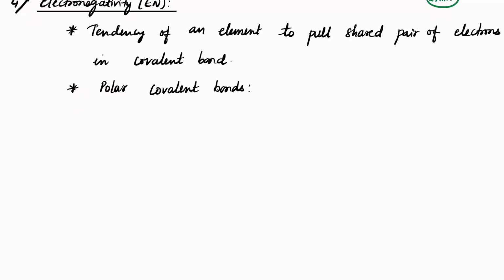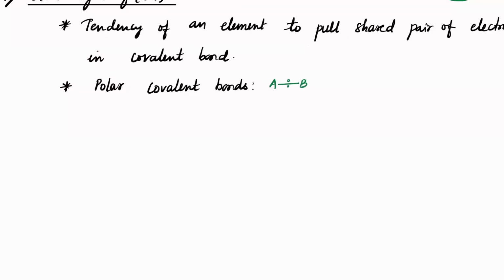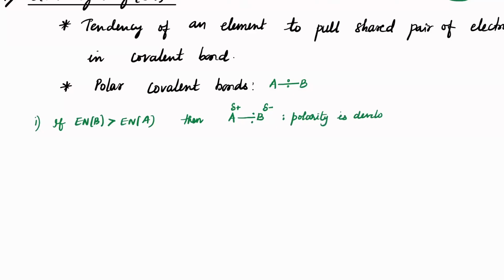That means if you have a bond between A and B here, correct? You have two conditions. If the electronegativity of B is greater than the electronegativity of A, then the bonded electrons between A and B, correct, would be more close to B. That makes them achieve some polarity on this. So the polarity is developed because of this electronegativity.